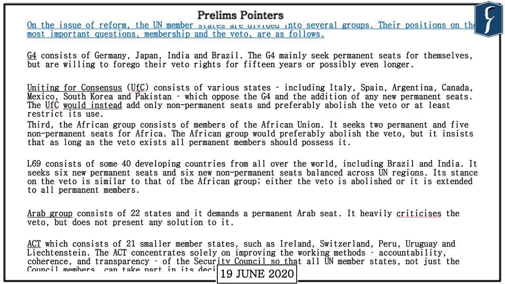If you remember, we talked about the groupings as far as the reforms of the United Nations Security Council are concerned. Now, it is important to keep in mind these names. G4 consists of Germany, Japan, India, and Brazil.